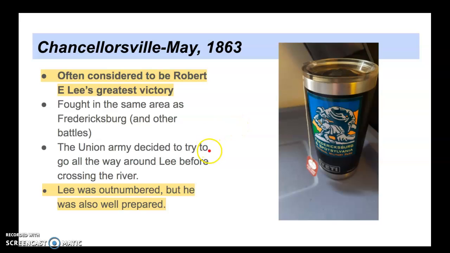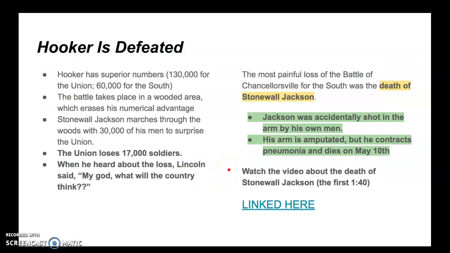So the Union Army decided to try to go around that same river, the Rappahannock, at a different crossing to come up behind Lee. But Lee was outnumbered, like he's going to be in the entire war, but he's also very, very well prepared. So here we got some figures for it. The Union has superior numbers, over twice as many men. They have 130,000 for the Union, 60,000 for the South.